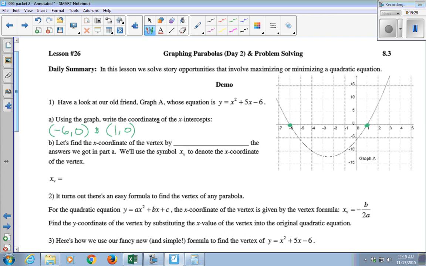All right, so I want to find the x coordinate of the vertex by what? How do you find the x coordinate of the vertex? Averaging the answers we got in part A. Okay, so I add -6 and 1 and I divide by 2. That's how you average. Add them together and divide by 2. And remember, we use x sub v to mean the x coordinate of the vertex. So this comes out to -5/2 or -2.5.